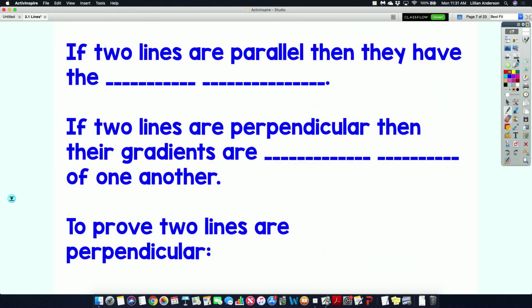All right. Now, if you notice, I leave some of these blank because I'm hoping that you guys remember this. Okay? If two lines are parallel, then they have the same slope. What's another word for slope? Gradient. Yes, let's get in the habit of using that IB terminology. Okay, so remember, parallel lines have the same gradient. So if one line is 3, the other one is also 3.